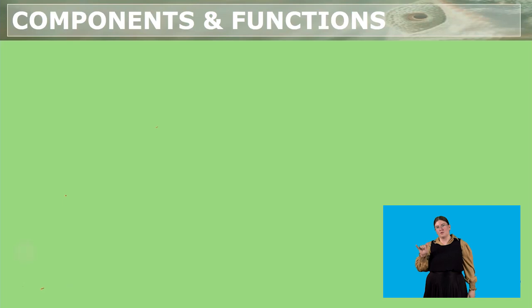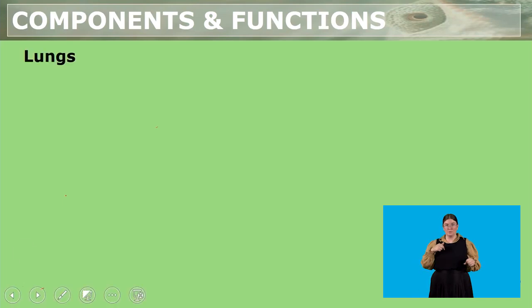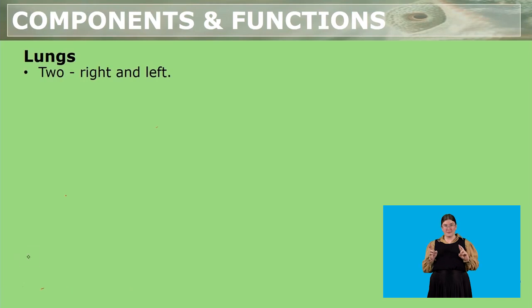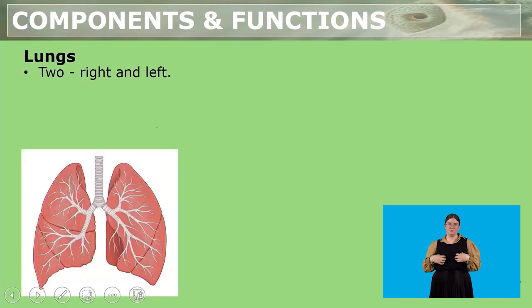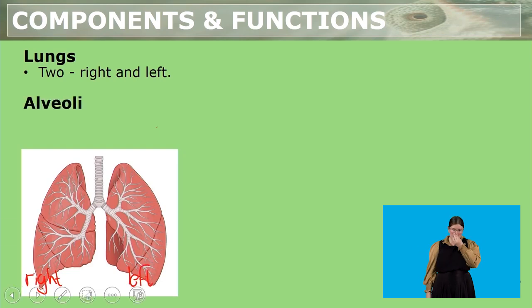Moving on to the next components, we will be looking at the lungs. We have two lungs, a right lung and a left lung. As you can see, there we have the right lung and the left lung. And then we also have the alveoli.